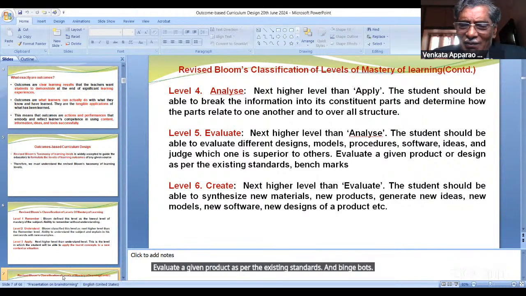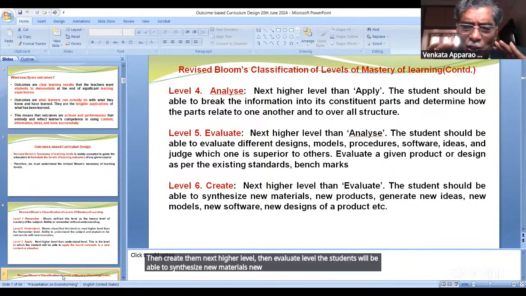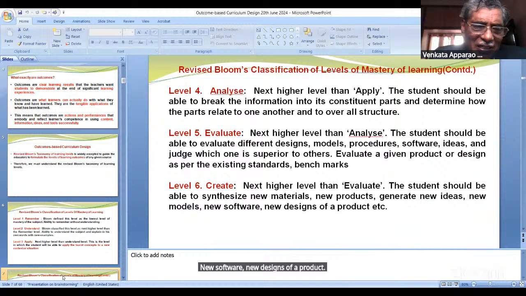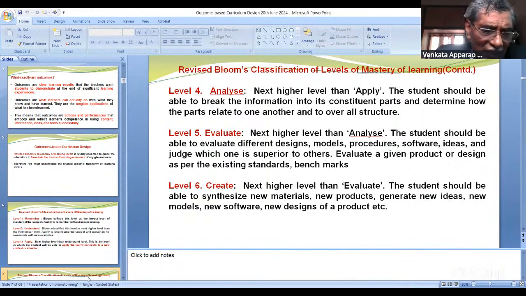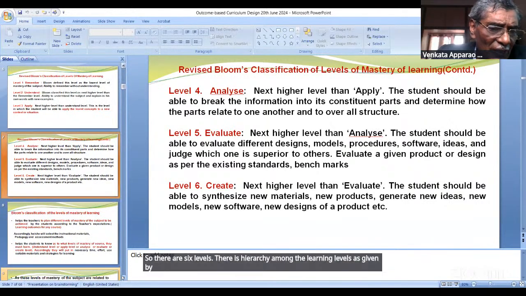Then create level, the next higher level than evaluate level. The students will be able to synthesize new materials, new products, generate new models, new software, new designs of a product. This is at create level, right? So there are 6 levels. There is hierarchy among the learning levels as given by Bloom.